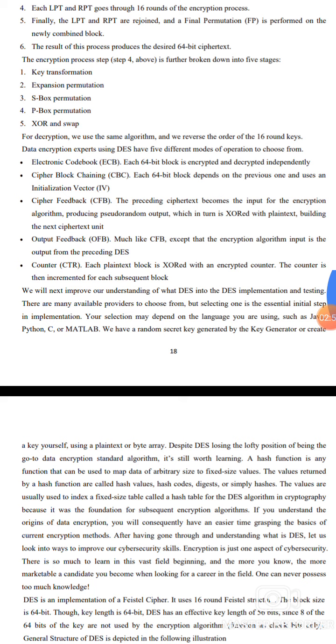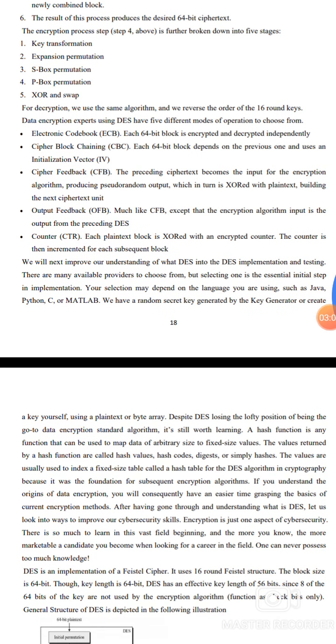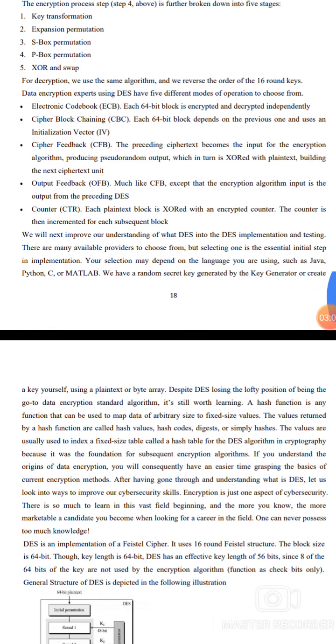The encryption process is broken down into five stages: key transformation, expansion permutation, S-box permutation, P-box permutation, and XOR and swap.